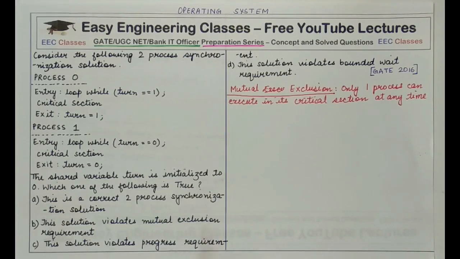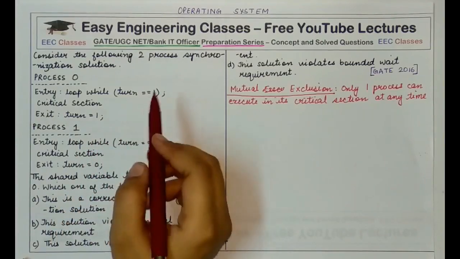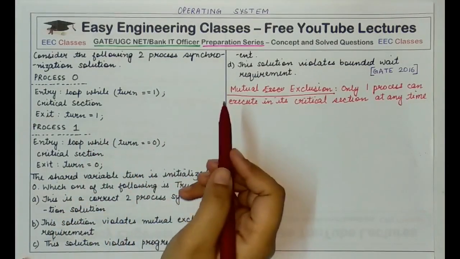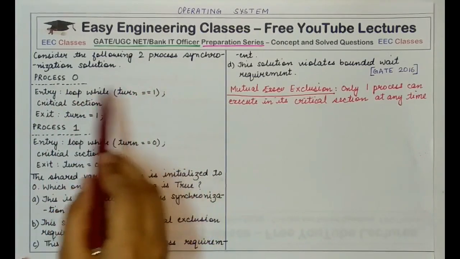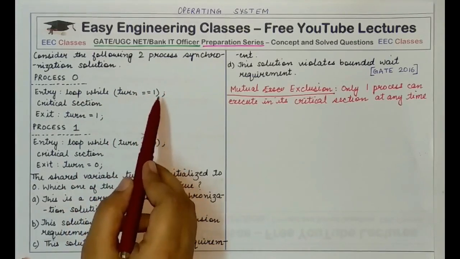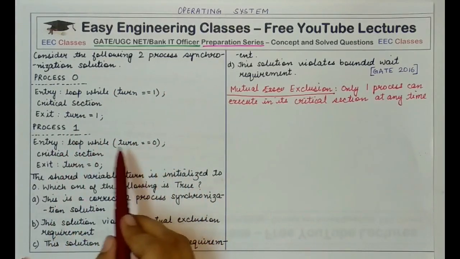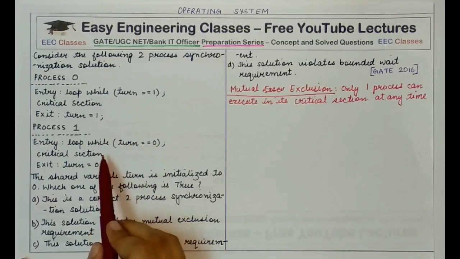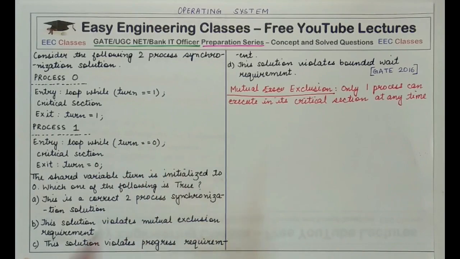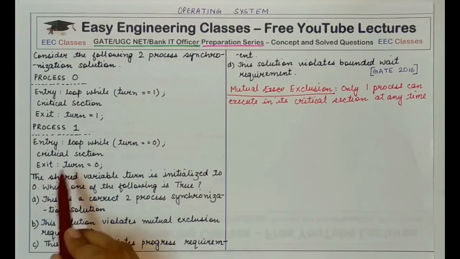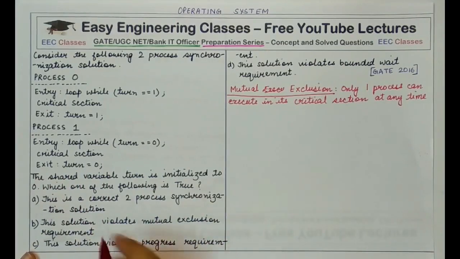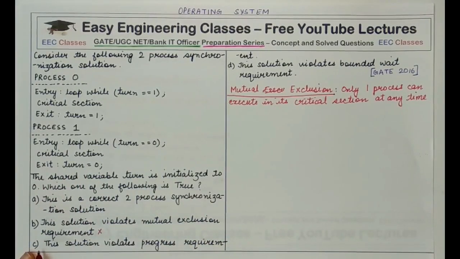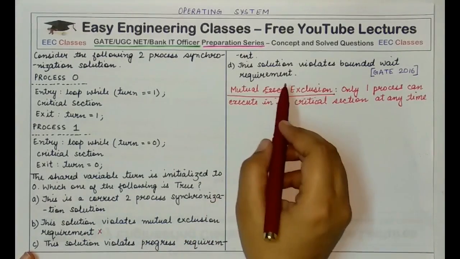Okay, so if P0 and P1 are both trying to enter their critical section and the value of turn is suppose 1, so P0 will be stuck in its loop because it will keep on executing this loop as long as turn is equal to 1, and since process 1 finds that this condition is false, therefore it will enter its critical section. Okay, so one process executes and then it gives the control to the other process to execute. So the principle of mutual exclusion is followed and it is not violated. So this option becomes false. Now coming to the next part, progress and bounded waiting.